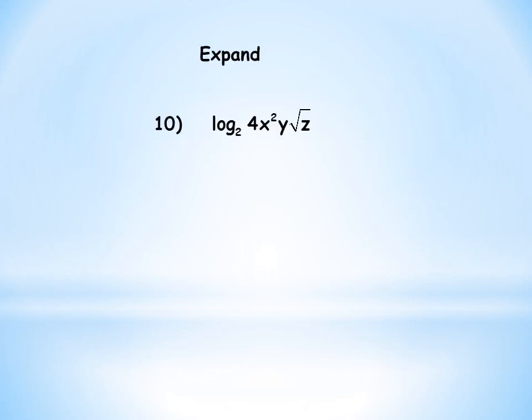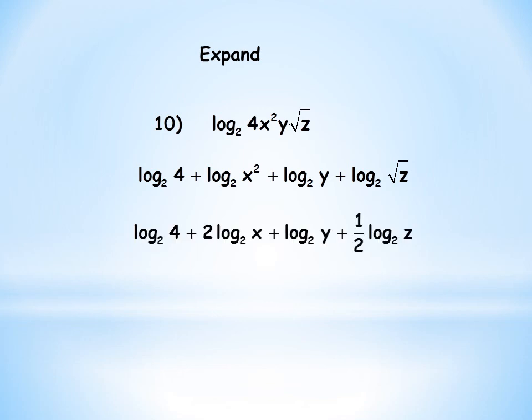Expanding works very similarly. I have the log 2 of 4. Now, because this is multiplying, I'm going to add log 2 of x squared plus log 2 of y plus log 2 of the square root of z. I'm going to take my exponents and bring them down. So x squared comes out front. This is really z to the 1/2, so the 1/2 will come out front.